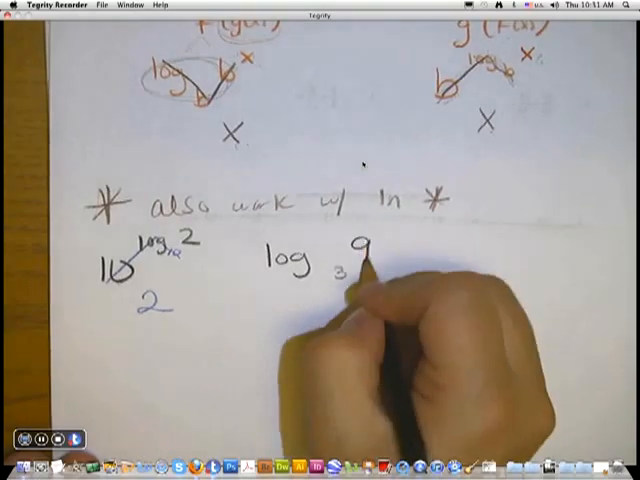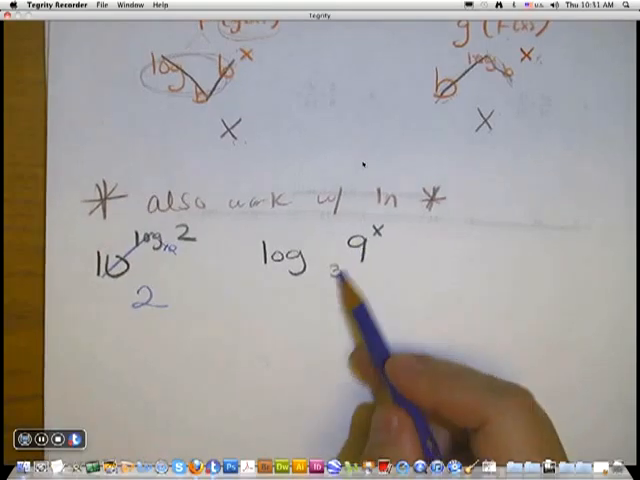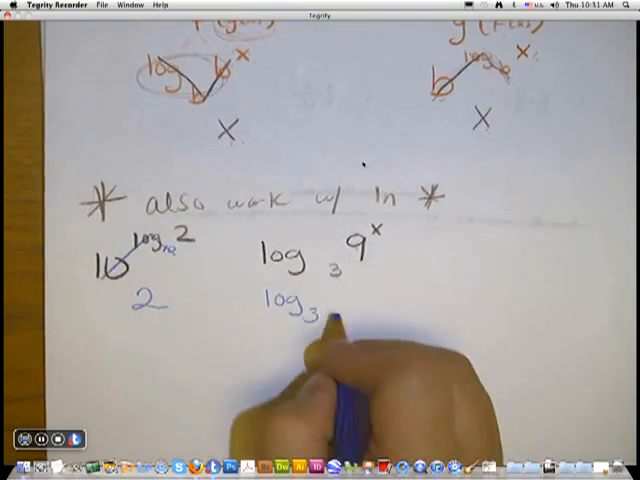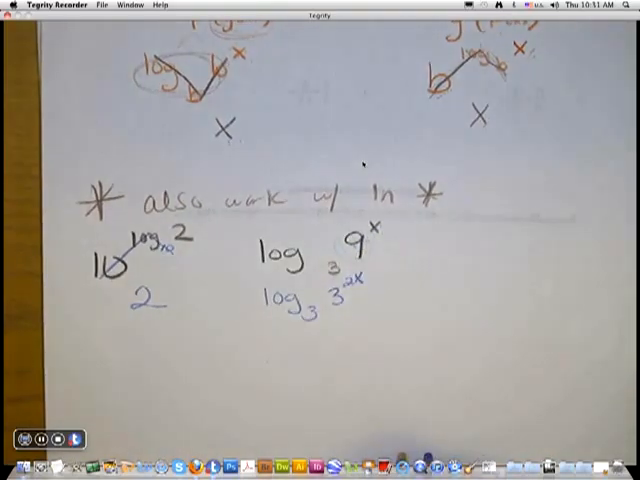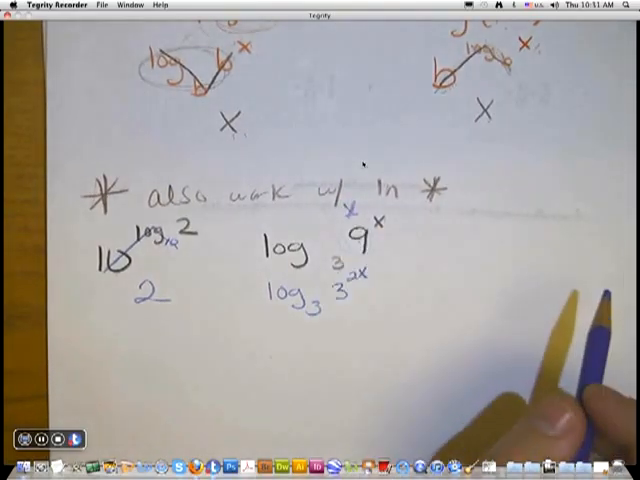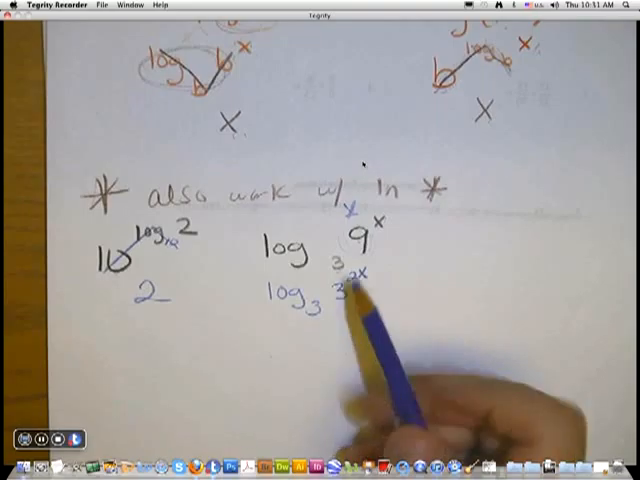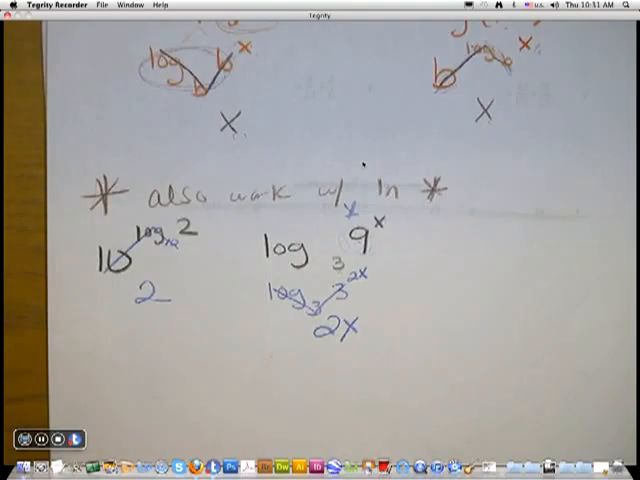3 to the log base 3 of 9x. Now be careful with this one, because the base and base aren't alike. However, I can make it alike. 9 is really 3 squared, and then power to power gives me 2x. This is going to be a very key thing to logs and exponents, being able to make alike bases. Now the base of the log and the base of the exponent are the same, leaving 2x.